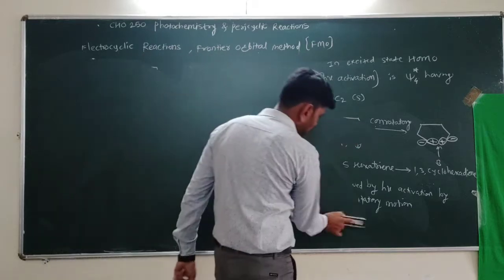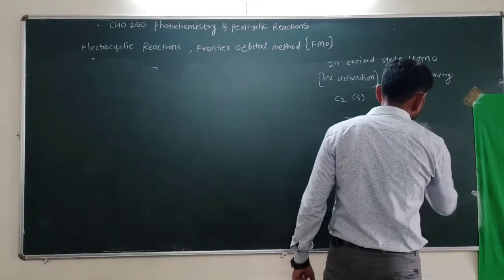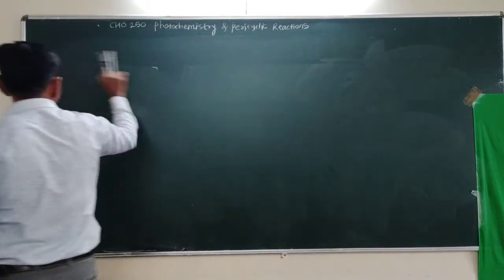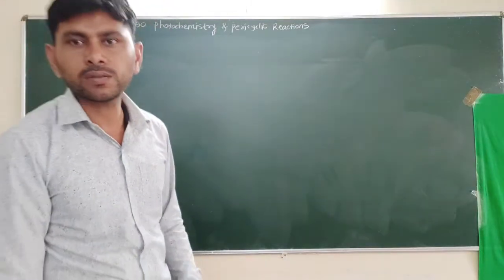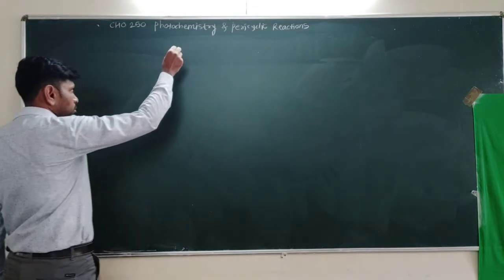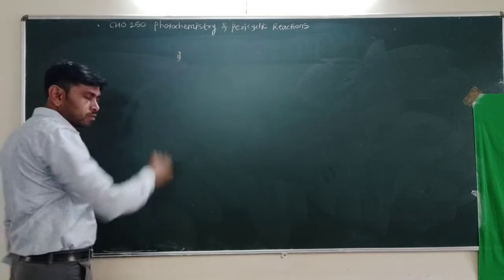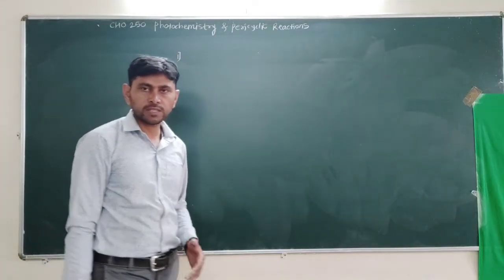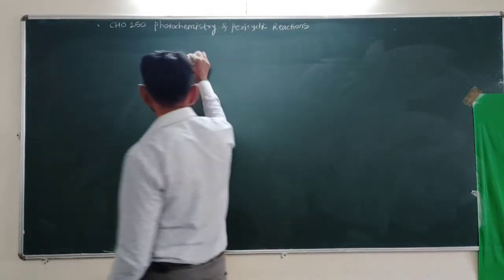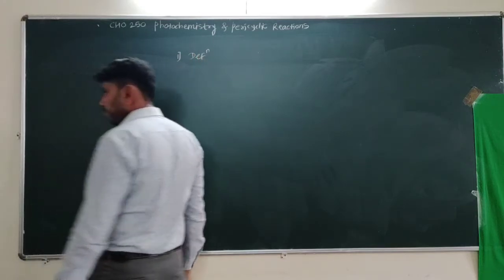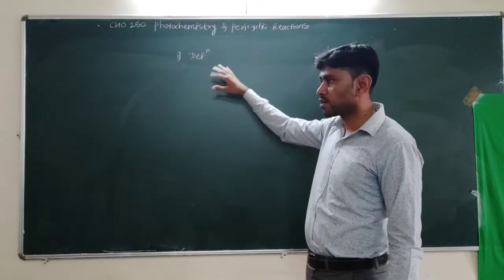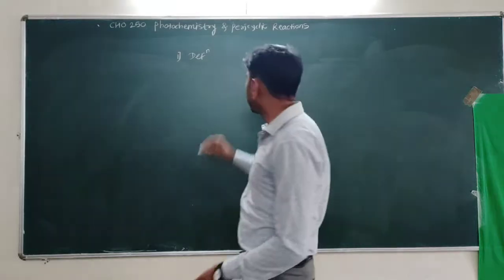This is the first type of pericyclic reaction, the electrocyclic reaction, and we have shown two methods for its analysis. So what we have discussed and studied is the pericyclic reaction. First we defined the pericyclic reaction: a reaction which involves a concerted cyclic shift of electrons.